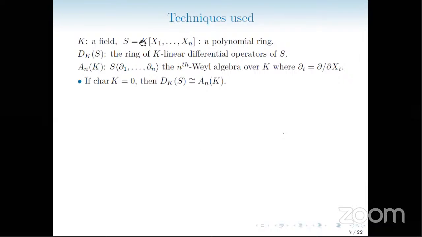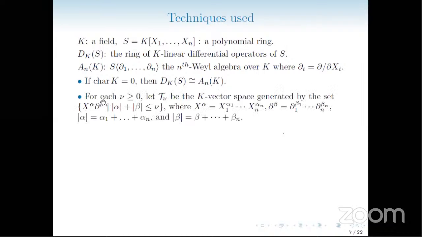So here, now for each nu greater than or equal to 0, let Γν be the k-vector space generated by the set x^α ∂^β, where |α| + |β| is less than or equal to ν. Here x^α denotes x1^α1 ... xn^αn, the product of these variables, and |α| denotes the sum of these components. So here one can easily see that Γ0 is k, Γ1 is the k-vector space generated by x1, x2, ..., xn, and ∂1 up to ∂n.